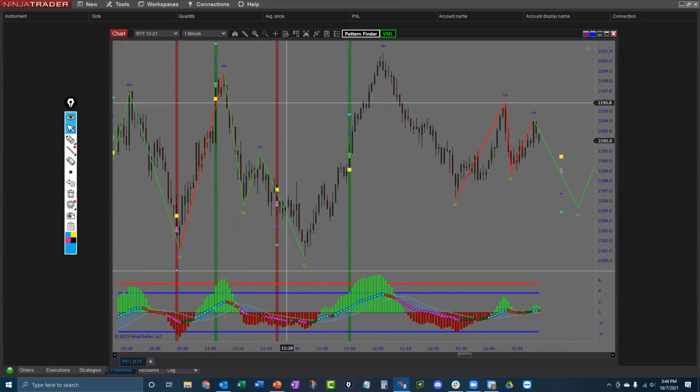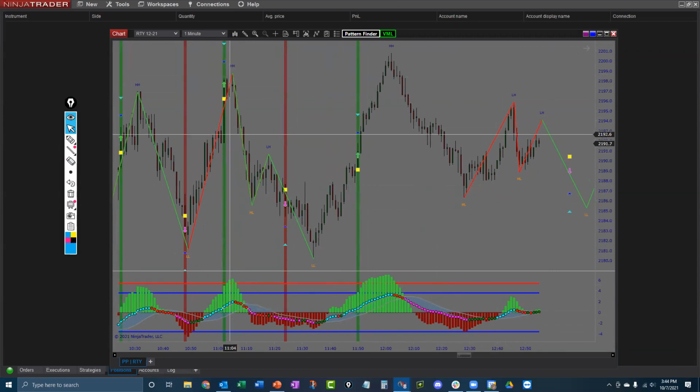Does this make sense? I haven't looked at this on any other markets. Do you guys want to see any specific markets? Is there anything you're dying to see? Do you guys want to see ES, gold, crude, NQ, anything else that you're dying to look at? We'll take a look at one more market probably.